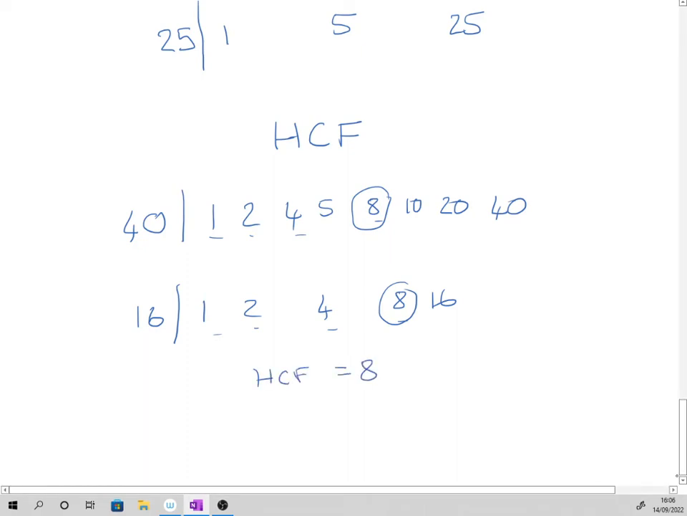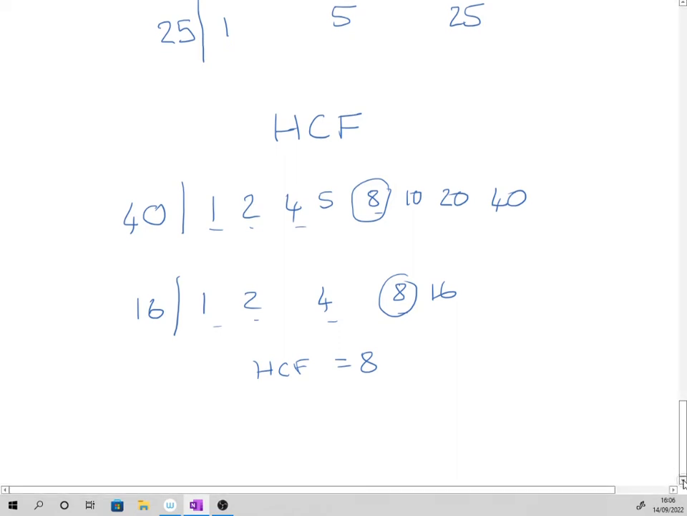So all you need to do is list all the factors of the two numbers and look for the biggest one that matches in both sets. That's all you do. Right, okay, next one up.